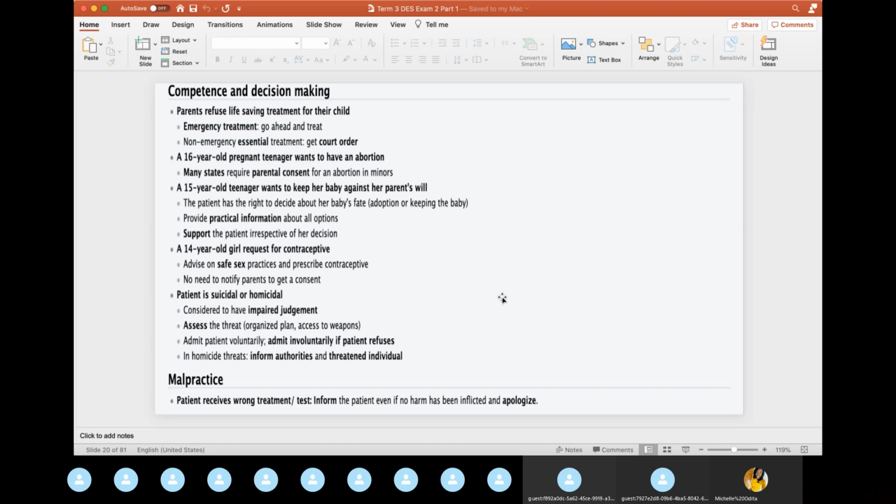You can admit them involuntarily if the patient refuses. If the patient is homicidal, you need to inform the authorities and the threatened individual. What if the patient receives the wrong treatment or wrong test? You need to inform the patient and apologize.